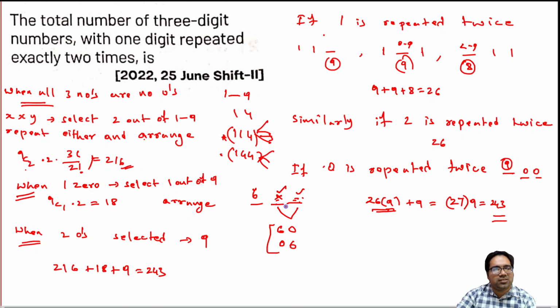When two zeros are selected, these two are zeros, and we only have nine options for the first digit, 1 to 9. So that is 9. So 216 plus 18 plus 9 is also equal to 243. So this is another way of approaching the problem.